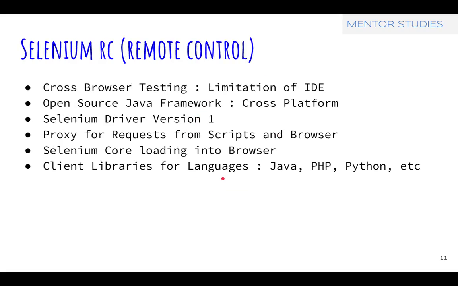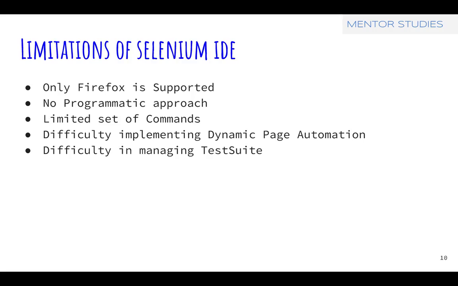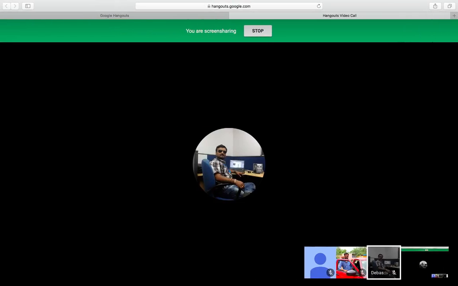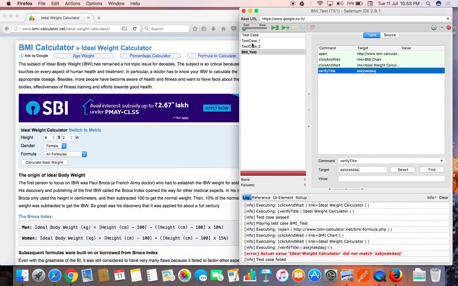Then Selenium RC comes into picture. So now tell me if you have any problem in Selenium IDE. For example, we have seen lots of problems happen in test case 1 and test case 2. This was because we didn't record it properly, or the page was very dynamic. That's the reason why it failed.